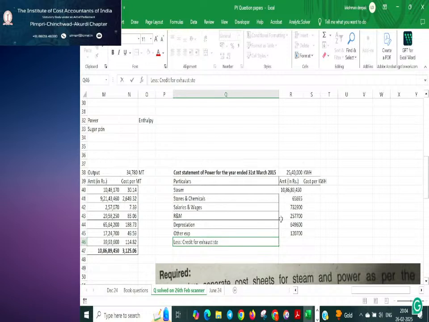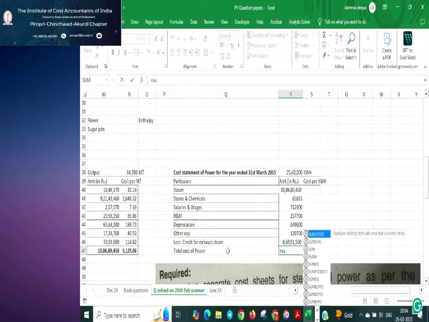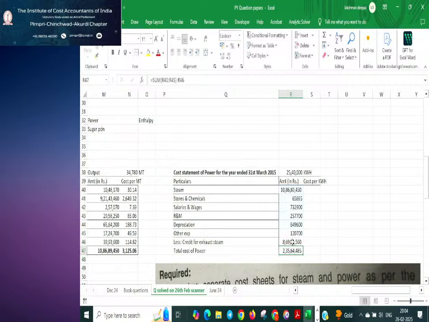because this cost is not entirely for power. 80% is for sugar consumption, so I take off 80% of this. Got it? Now we give the total cost of power. That is nothing but the sum of all these costs minus this one. Cost per kilowatt hour is nothing but this divided by this much.